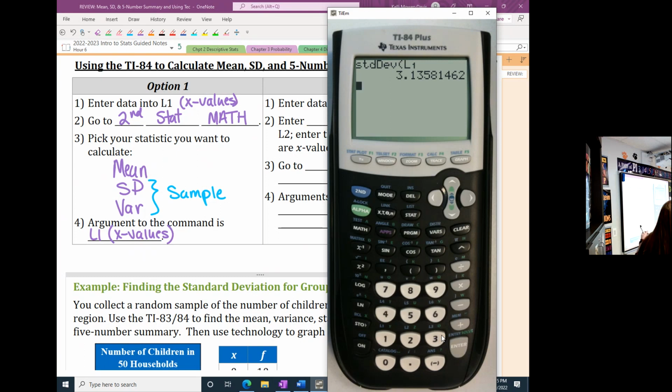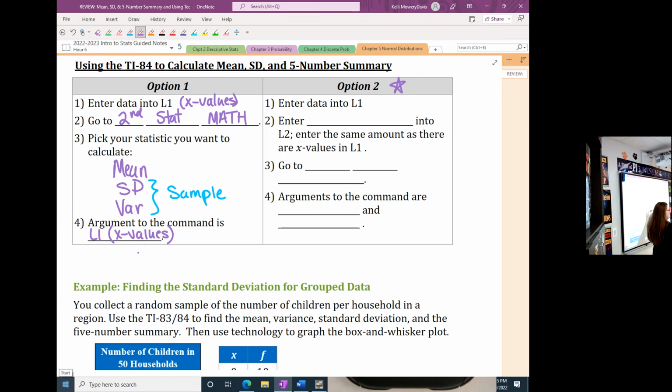Okay. So now let me show you another way so I don't have to do multiple commands. Say I wanted the mean, the standard deviation, and the variance all at once, and I don't have to do this 3 times. We're going to do this method. Now, depending on what operating system you're running on your TI calculators, you may or may not have to do the second step. So just do it. It doesn't hurt anything.